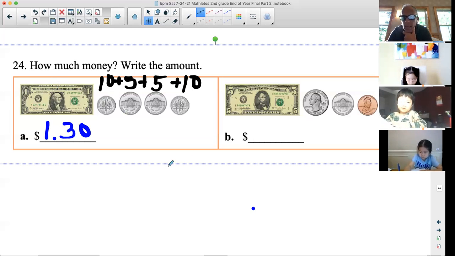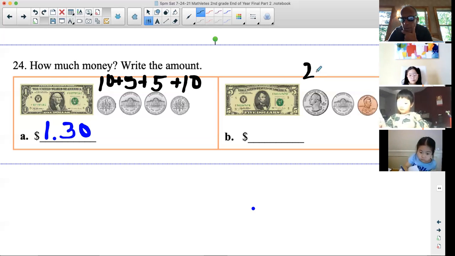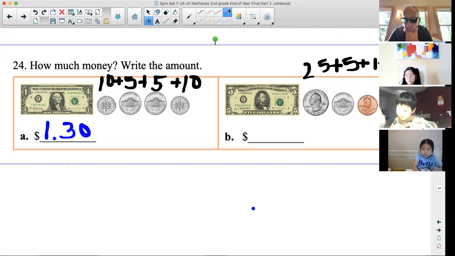$1.30. Now, everybody look at this next one. We have a $5 bill. We have a 25 cents quarter, a 5 cent nickel, a 1 cent penny, and a 10 cent dime. So everybody write down the sum of those 4. Don't say it out loud.